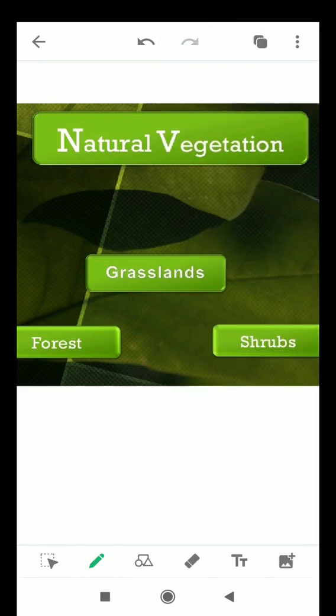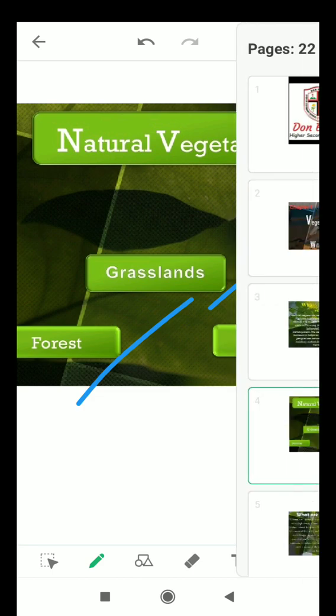The kind of plant and animal life in a region is determined by the altitude of the land, the nature of the soil found there, and its climatic condition. So broadly, natural vegetation can be classified into grassland, forest, and shrubs. These three types of natural vegetation are classified.